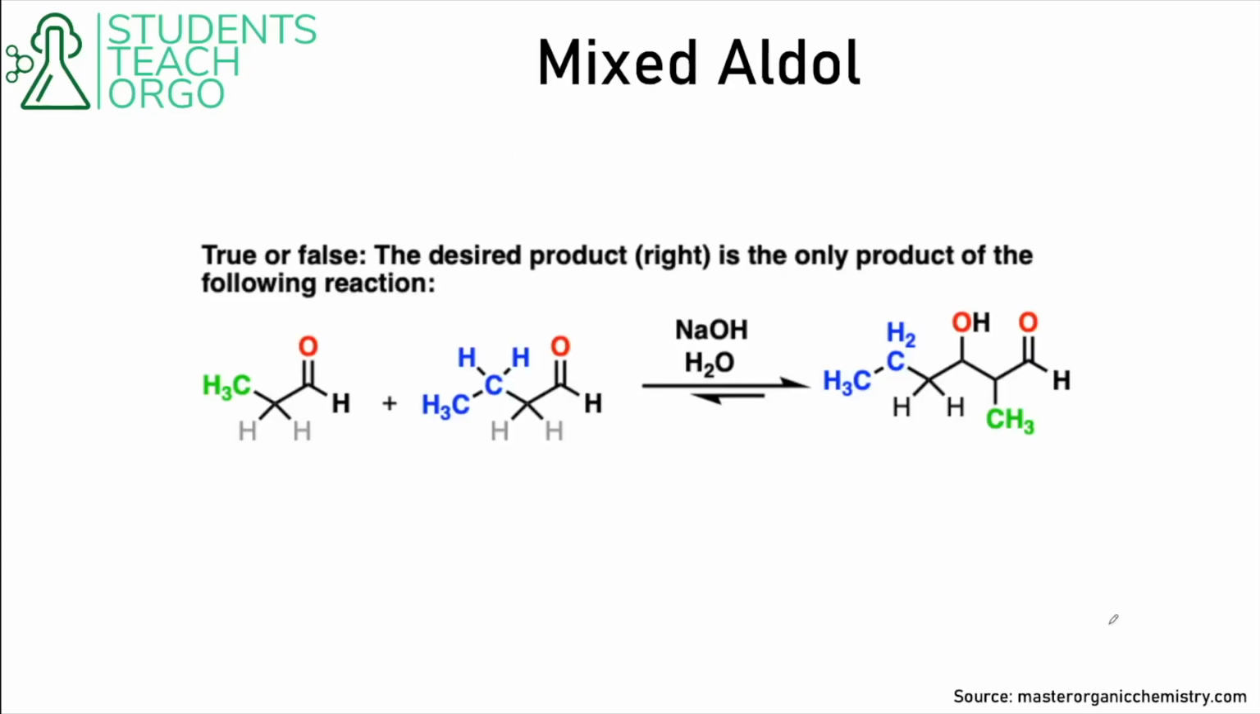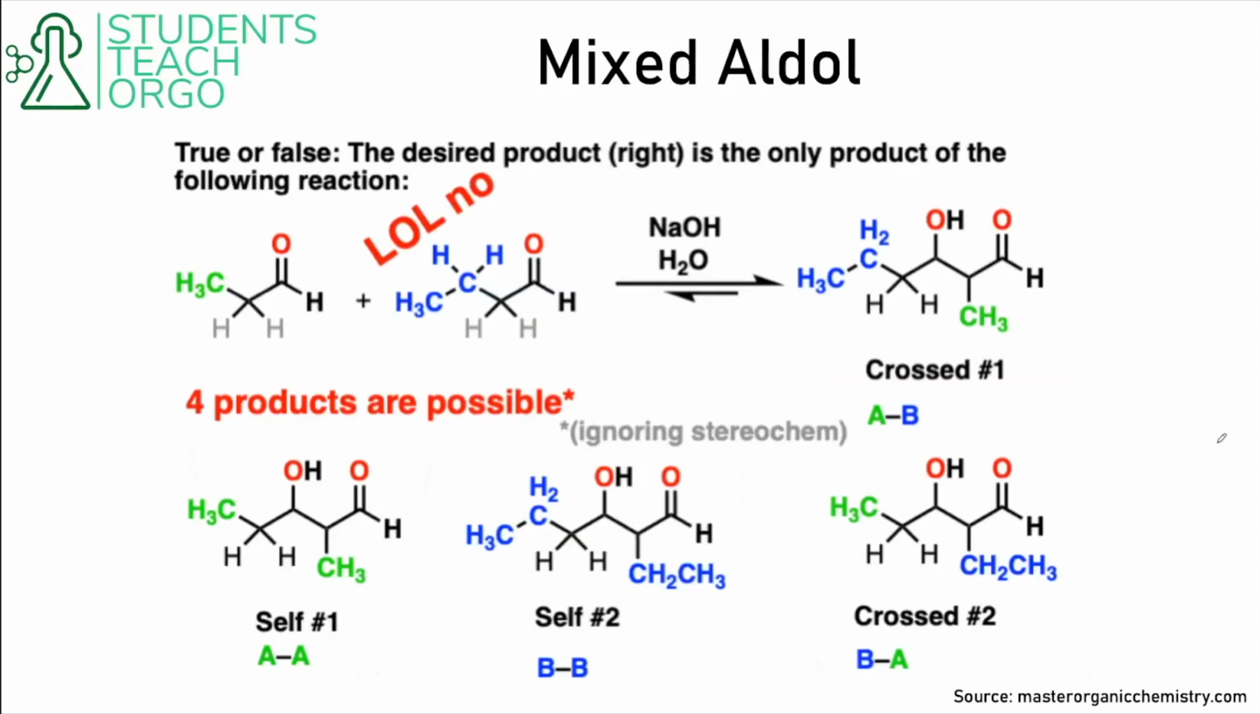I've got a bit of a rhetorical true-false question here, because I'm sure you guys can imagine that this will not be the only product. It's not going to be that simple. You can see in this case we've got two molecules that are both aldehydes, but they're slightly different, right? This one's got a methyl group, this one's got that ethyl group there in blue. And unfortunately, we cannot have a nice aldol reaction to make just this product. We're actually going to end up getting 4 products, and that's if you ignore the stereochem of that OH.